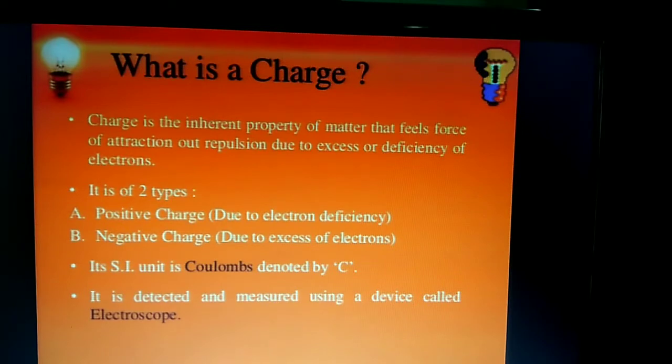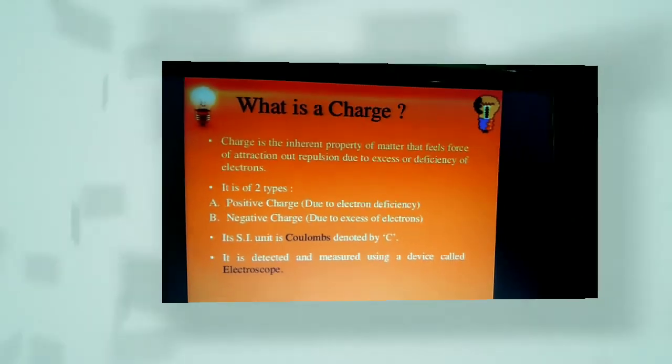So Q is charge, N is the number of electrons, E is the charge on an electron, and the SI unit of charge is coulomb. Q equals plus or minus Ne. This is known as quantization of charge. The mass of an electron is 9.1 × 10^-31 kg.